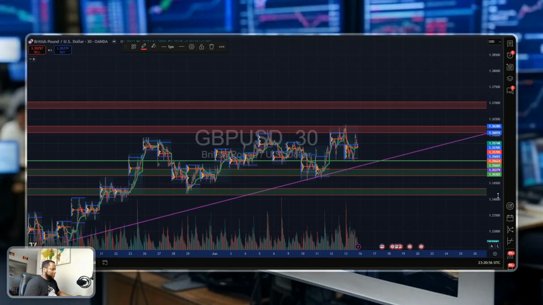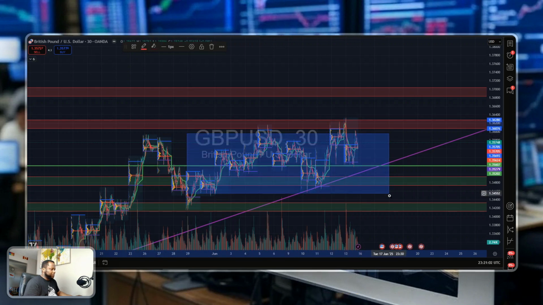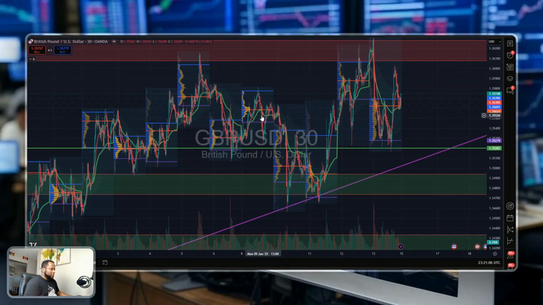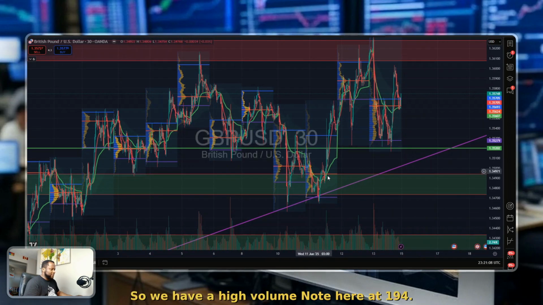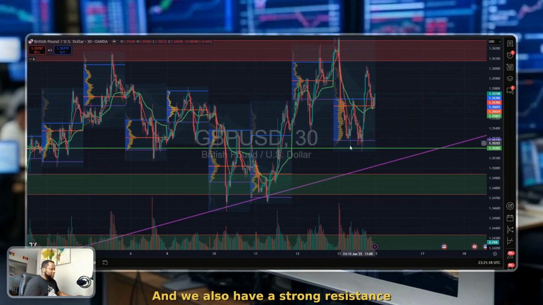And I will zoom out this chart to look for perfect areas where my volume profile orders are sitting. So we have a high volume node here at 134.93. Good area to buy. We have a couple of them just sitting here waiting. And we also have a strong resistance here that in a couple of past sessions has been difficult for this pair to break.